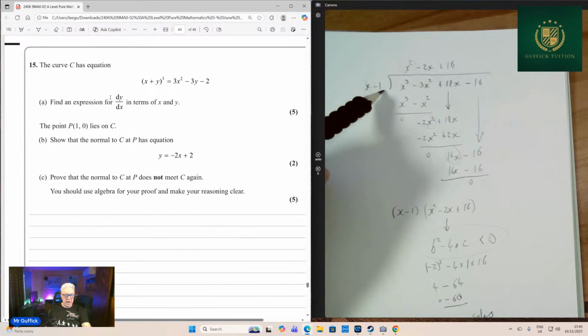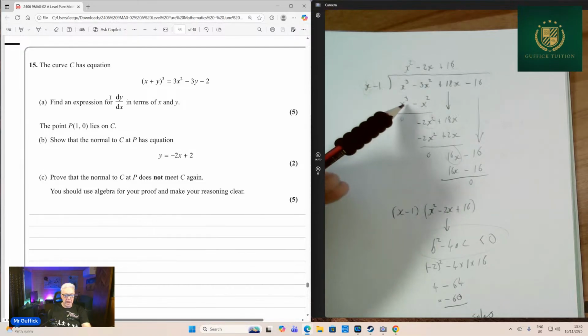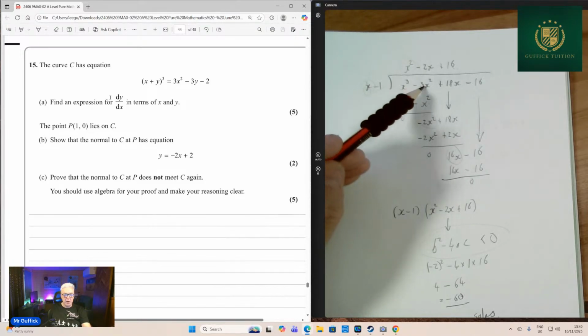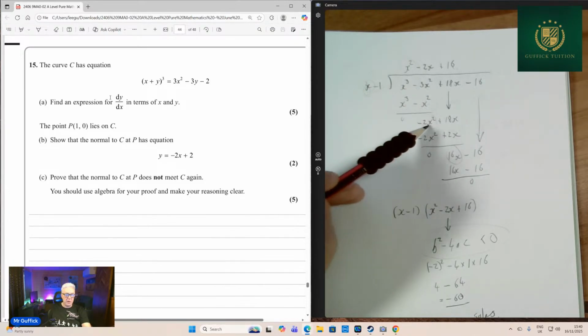So I times x minus 1 by x squared, giving me x cubed minus 2x. I then subtract these two from each other. So that take away that is nothing. And minus 3 minus minus 2 goes to minus 2.